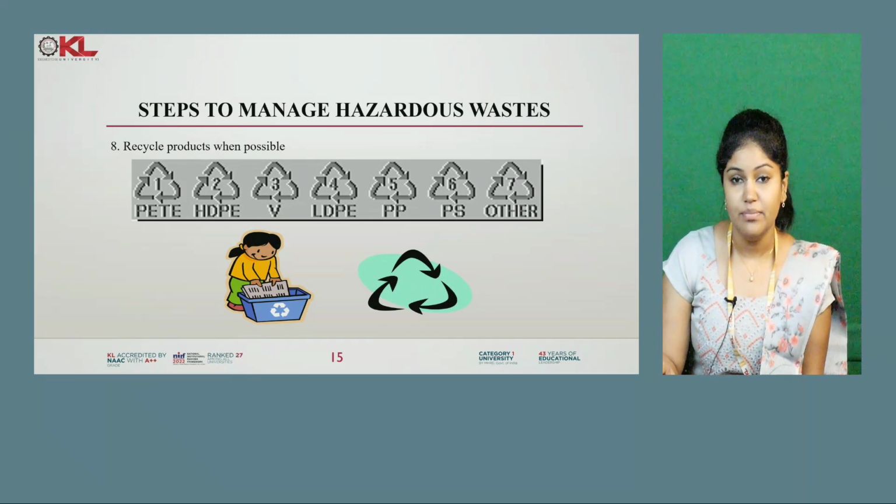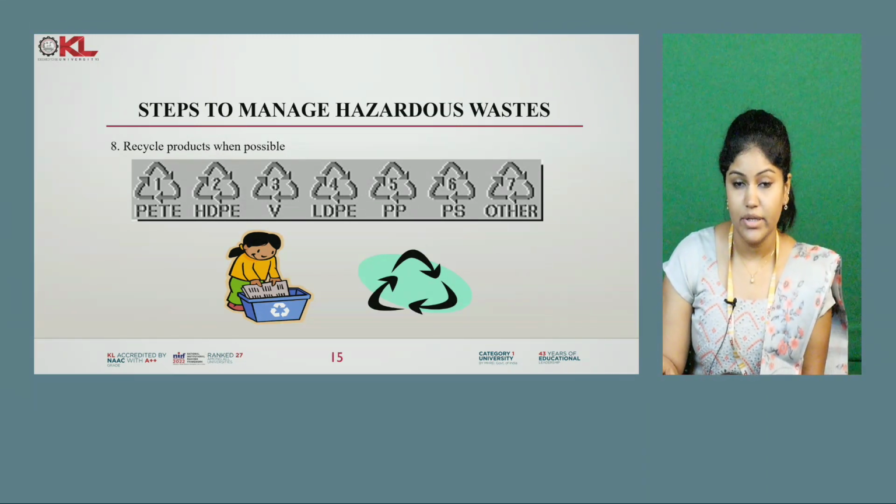Eighth one is recycle products when possible. Here you can see the recycled ones, PET bottle or PET polyethylene. It can be high density or low density, polypropylene, polystyrene, etc. These are some of the plastics. So how can we recycle it? If it is possible, we have to segregate it accordingly and recycle it.